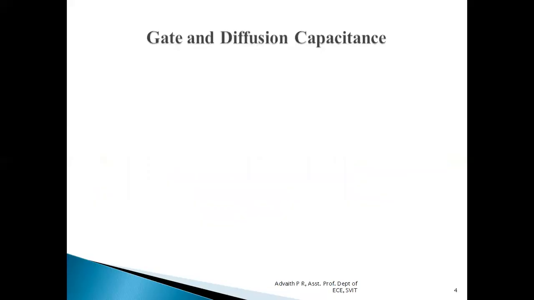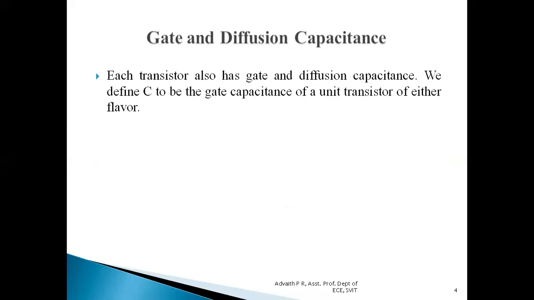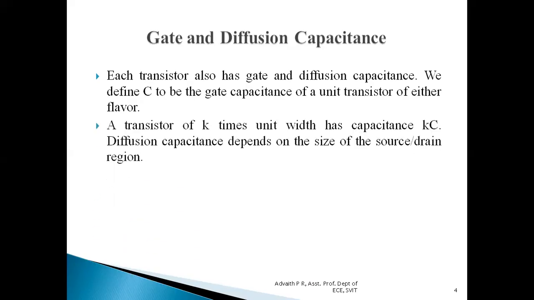Let us focus on what exactly is meant by gate and diffusion capacitance. Each transistor also has gate and diffusion capacitance. We assume C to be the gate capacitance of a unit transistor, either NMOS or PMOS. A transistor of K times unit width has a capacitance of K multiplied by C. Diffusion capacitance also depends upon the size of the source and drain regions of the MOSFET, whether it is a P-channel MOSFET or an N-channel MOSFET.